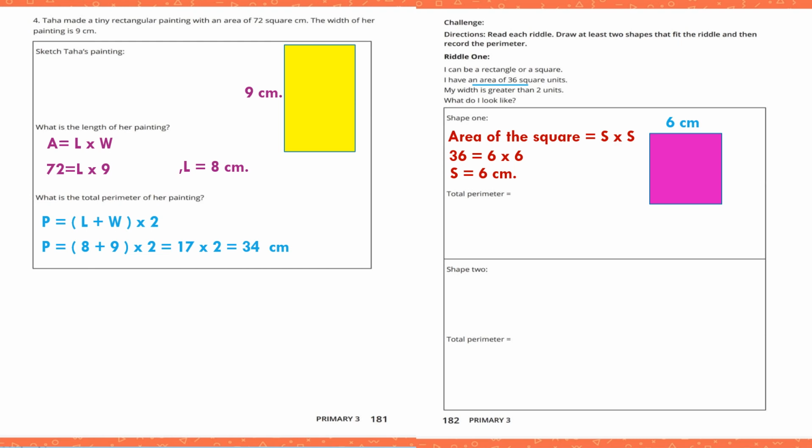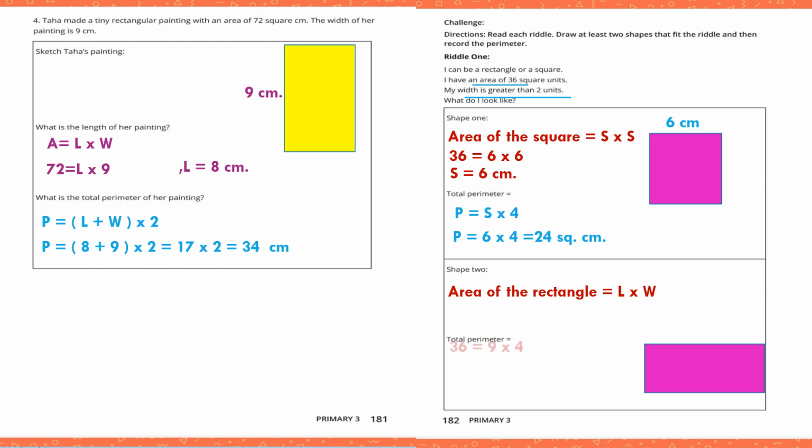Total perimeter will be side length times 4. So 6 times 4 will be 24 centimeters. Now the second shape will be a rectangle. And the area of the rectangle is length times width. So 36 can be divided into two numbers like 4 and 9. So length will be 9 and width will be 4.